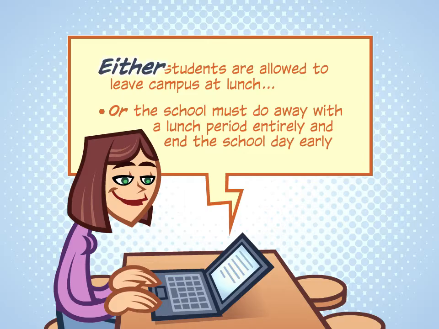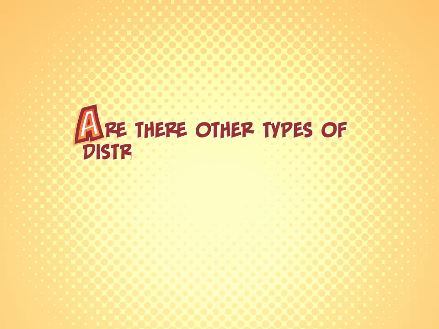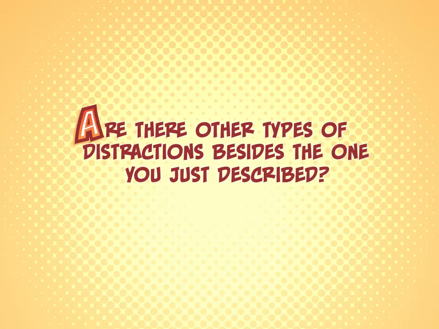Of course, this either-or statement is meant to mislead the reader into thinking that there is a problem or dilemma. How do I choose between two options? But there is no dilemma as Donna describes it. There are clearly other options beyond the two suggested. We call this error in logic a false dilemma. Are there other types of distractions besides the one you just described?